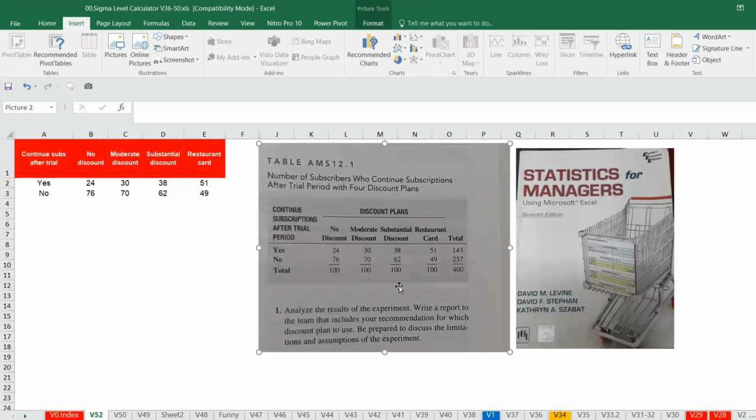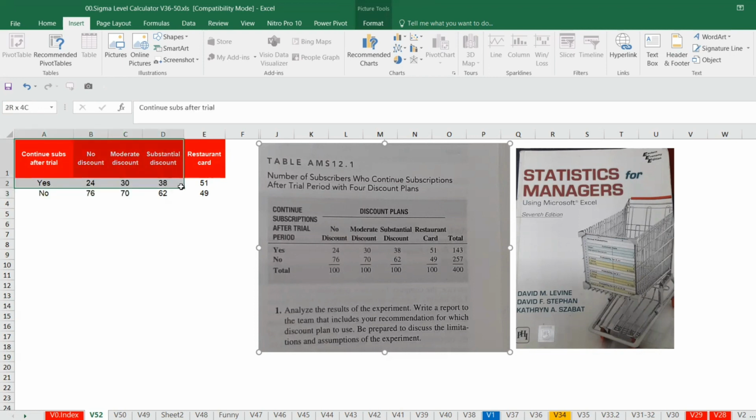Like this, you have the data, and all we have to do is analyze the result of the experiment and write a report that includes your recommendation for which discount plan to use. So at the end, we have to tell which discount plan we can recommend. Be prepared to discuss the limitations and assumptions of this experiment. When you say assumption, we are going to talk about the hypothesis, right?